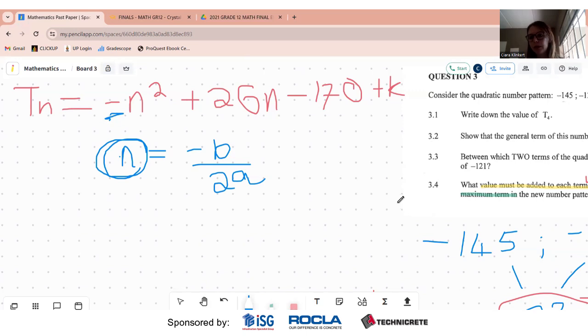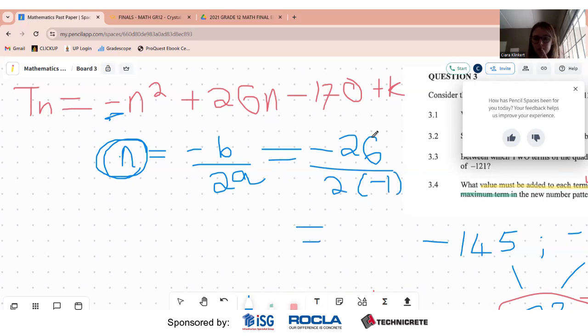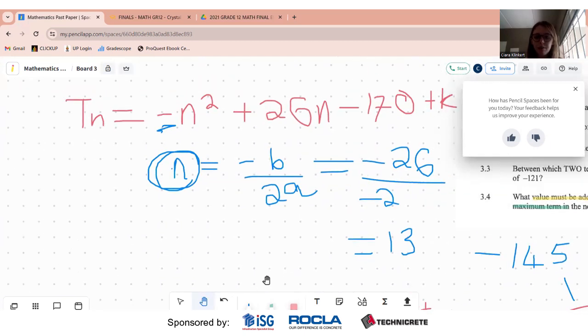So we don't need to worry too much about the minimum. You just need to find the turning point, and that turning point will be a maximum in this case. Okay, so b in our function here is 26. So I get minus 26 over 2 times a, where a is minus 1. If I simplify this, 26 divided by negative 2, because 2 times minus 1 is negative 2, this will be 13. So at the 13th position, we will have a maximum.